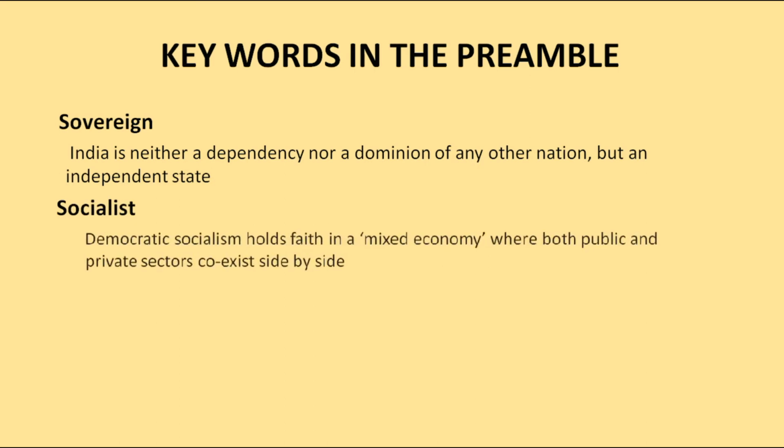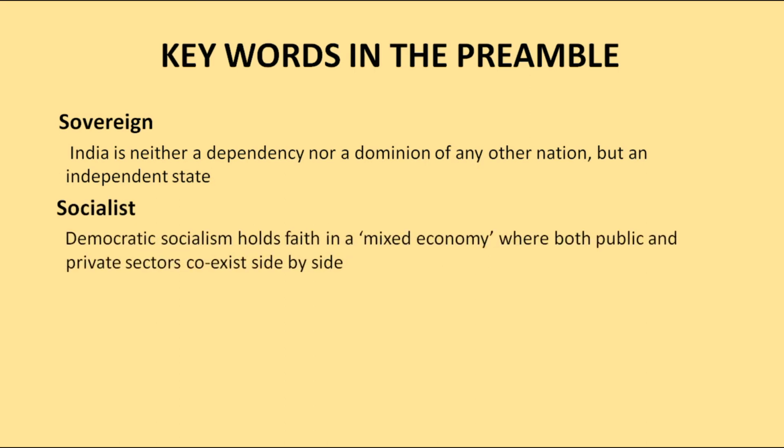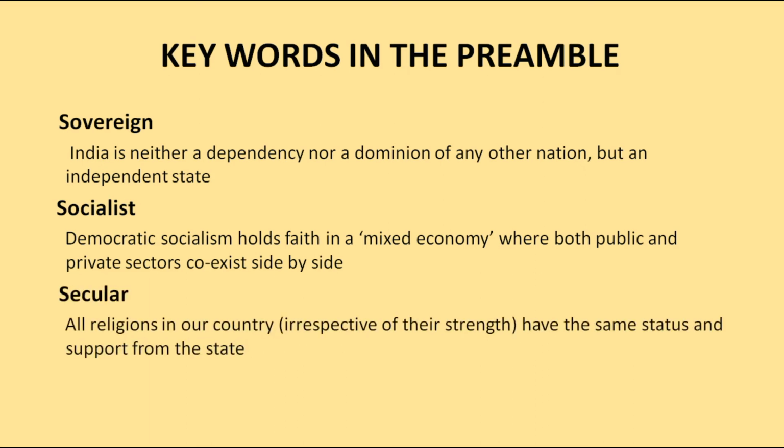Then socialist. India does not follow communist socialism, which believes all means of production should be in the hands of the state. We believe in a democratic socialism which holds faith in a mixed economy, where both public and private sectors coexist. Then secular. We do not have an official religion. We give equal respect and status to all the religions of the country.